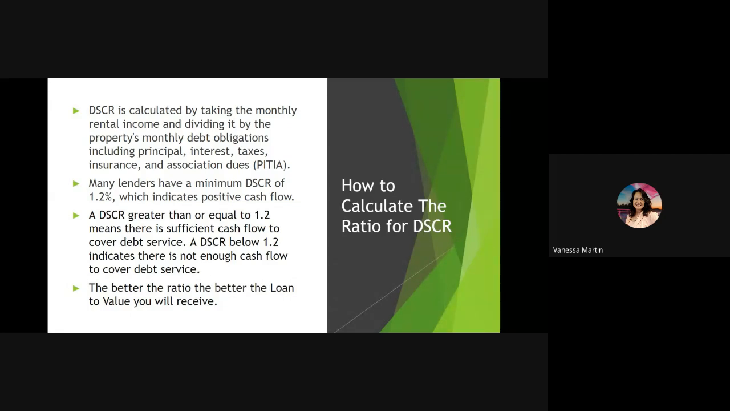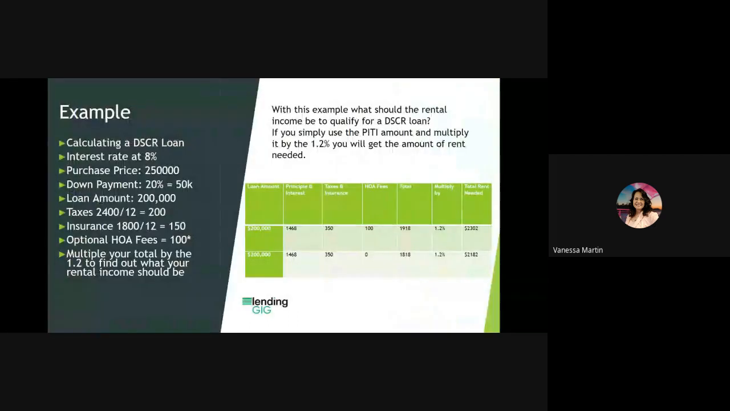So again, it's pretty simple. Once you have the formula, you can easily calculate the property and how much income it's going to generate. You should be able to do that fairly easily. So let's skip to the next page. I actually gave a little example here.